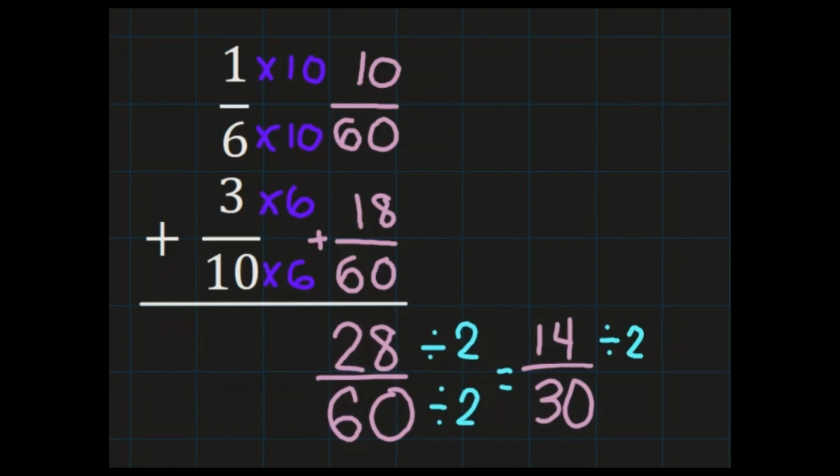And that's one thing you'll need to remember with this method is to make sure, do I need to simplify and am I all the way done? So dividing 14 by 2, I get 7. 30 divided by 2 is 15. So 1/6 plus 3/10 equals 7/15.